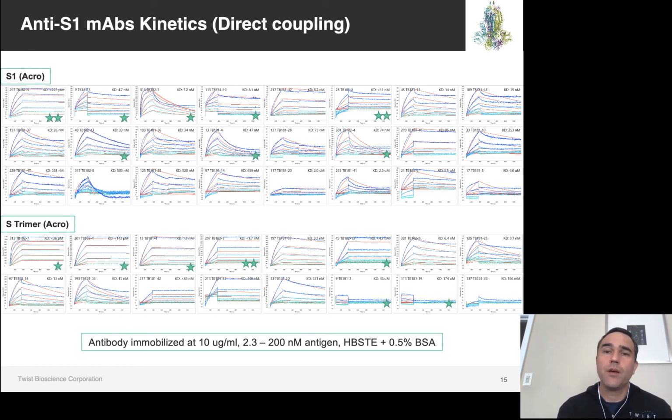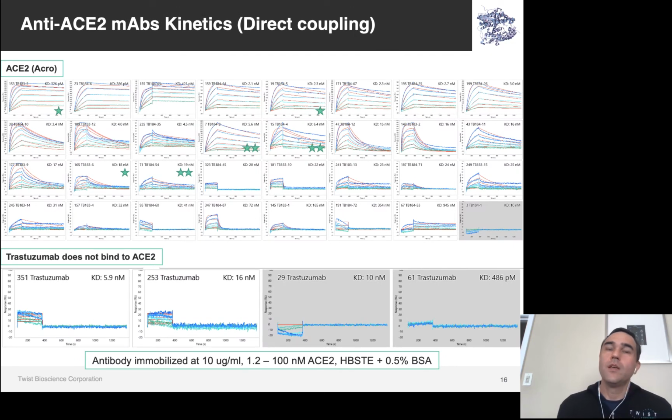If we directly couple the antibodies to the chip and then flow over the monovalent targets, we can get some really nice affinity data for the S1 antibodies, for both S1 as well as S trimer that we purchased from Acro. What we can see shown here on this slide is picomolar affinities for many of the antibodies to either S1 and/or the S trimer, indicating we have very high affinity binding for many of our S1 antibodies to the target. Similarly, when we immobilize the ACE2 antibodies on the chip and flow over ACE2, we're also seeing, again, high affinity monovalent binding in the picomolar range for many of the antibodies to ACE2.